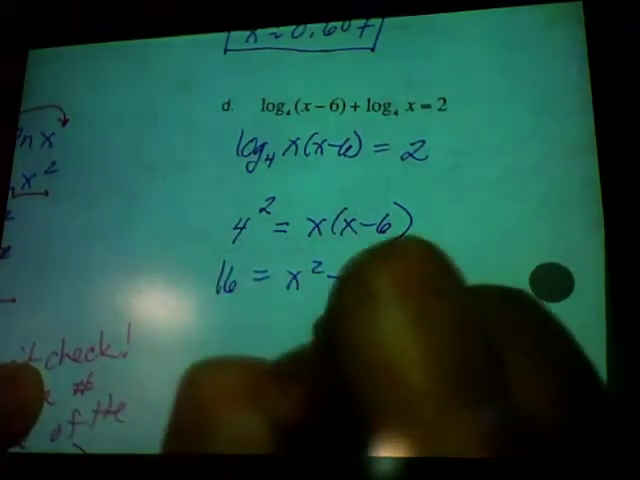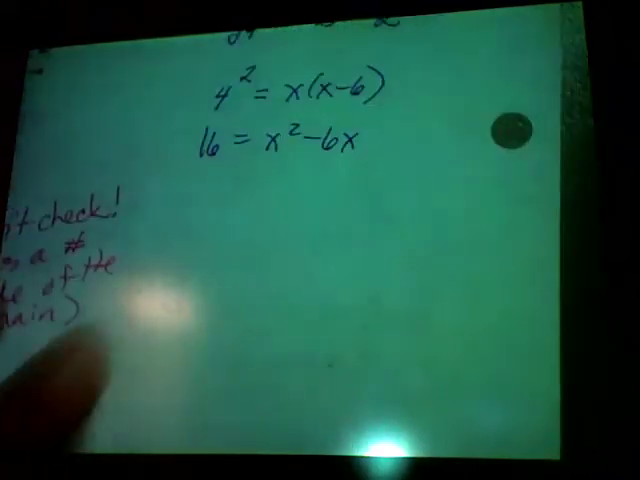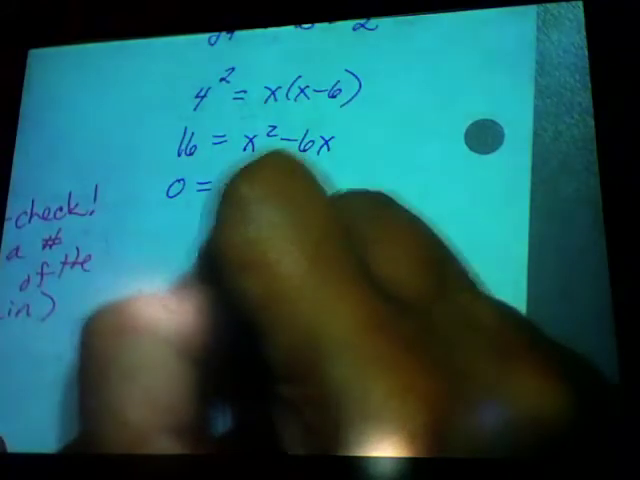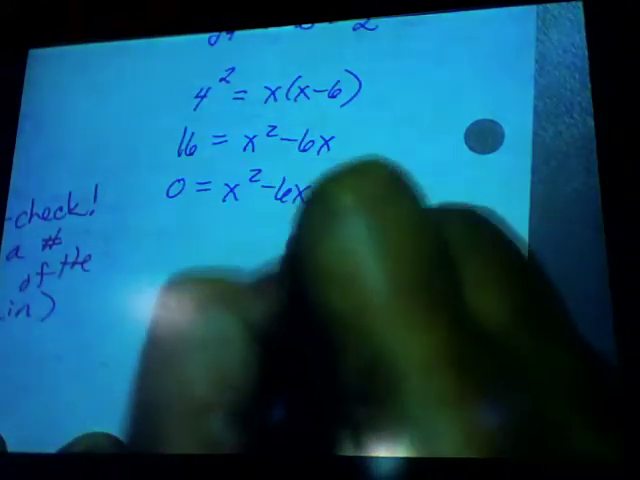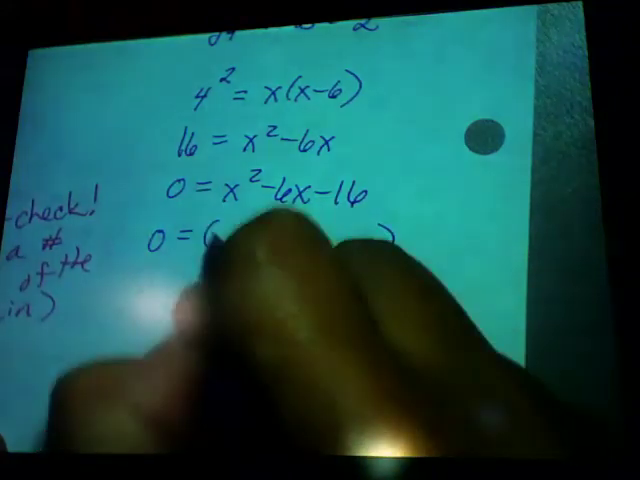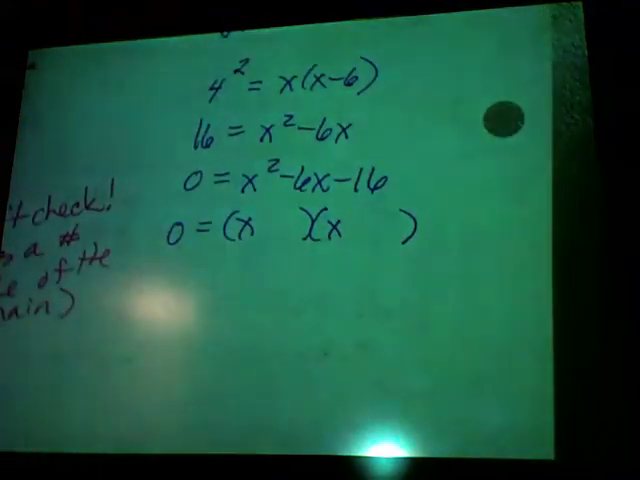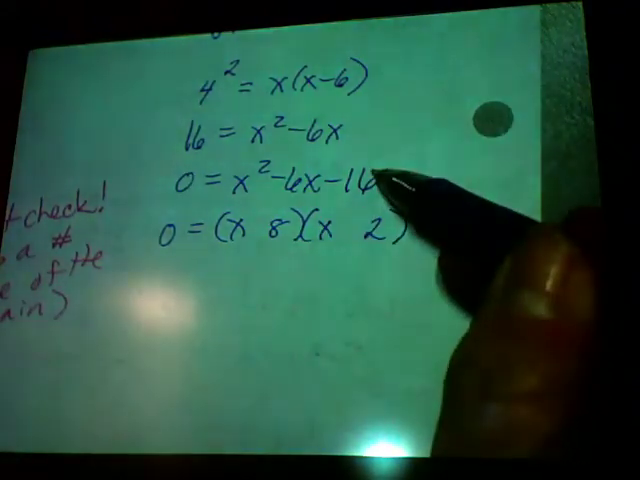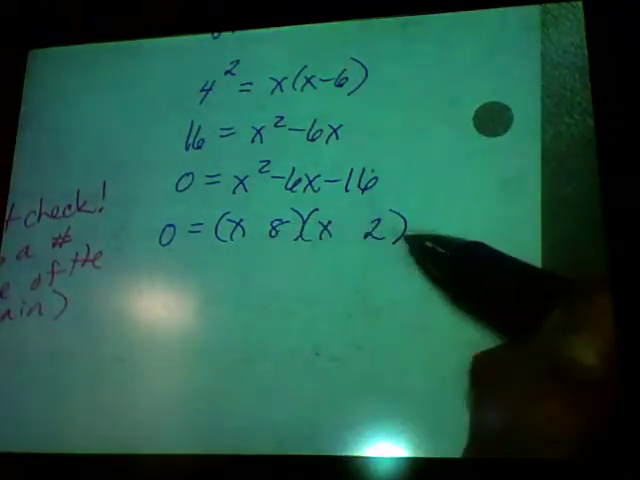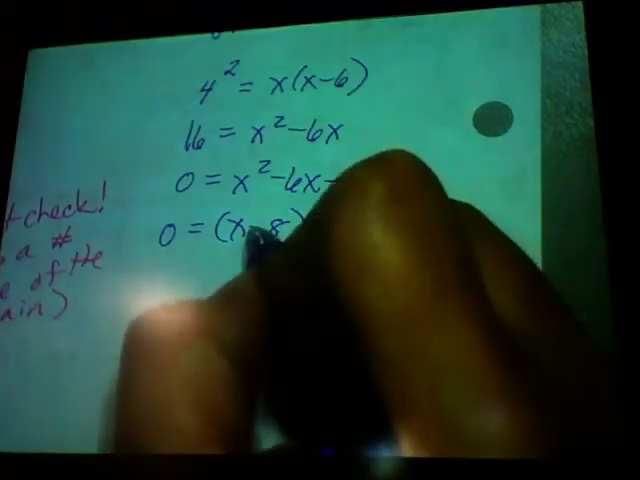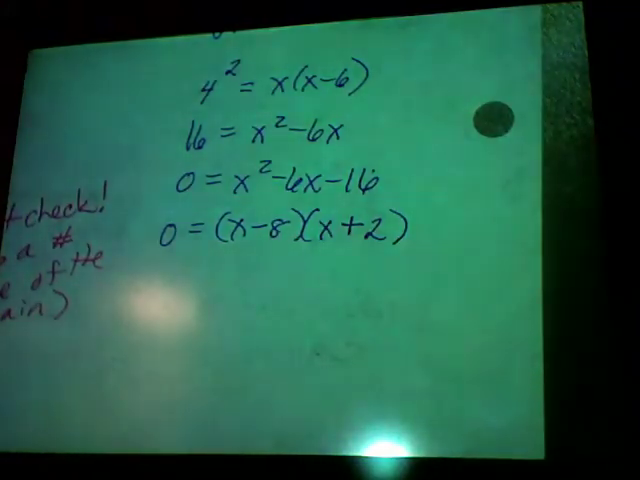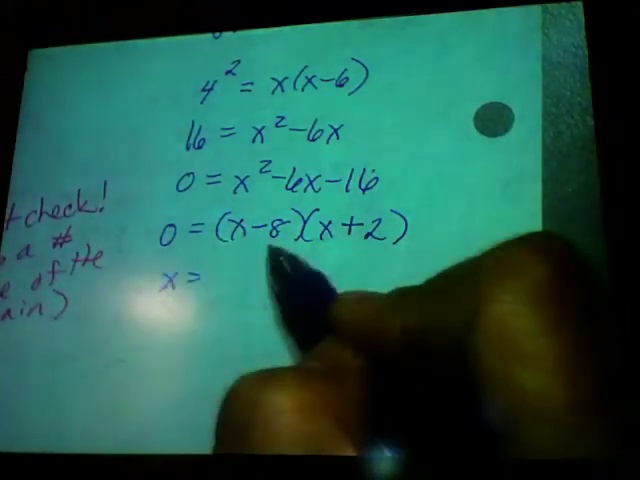16 equals x squared minus 6x. That's a quadratic, isn't it? Subtract your 16. I get 0 equals x squared minus 6x minus 16. So what factors of 16 subtract to give you 6? 8 and 2. So if I have an 8 and I have a 2, for my 16 to be negative when they multiply, one of these has to be negative. Which one is it? The 8 has to be negative because it's the bigger one. The 2 is positive. So that gives me an x of what here?